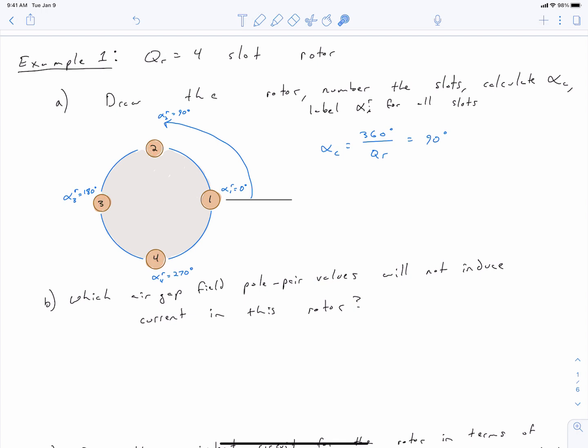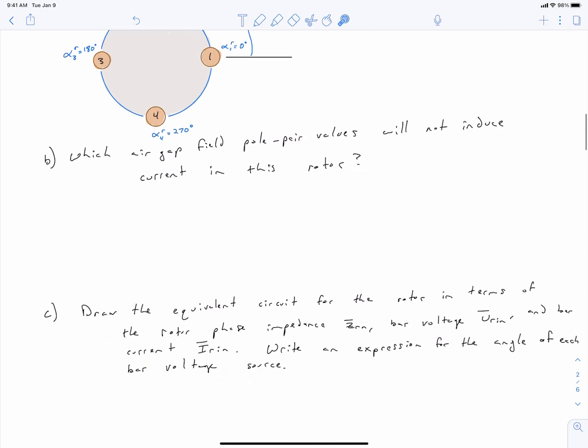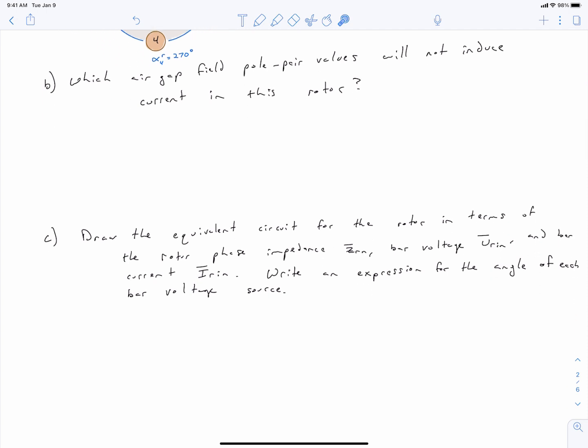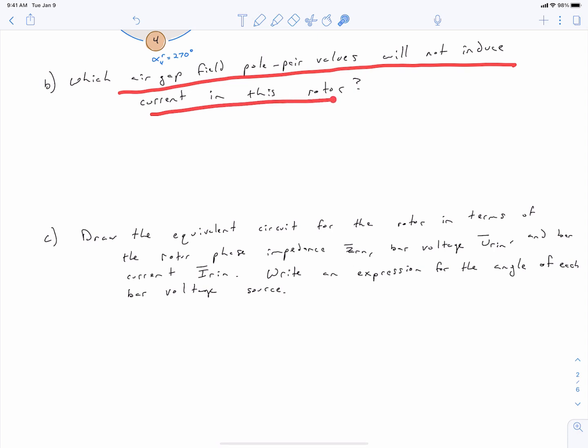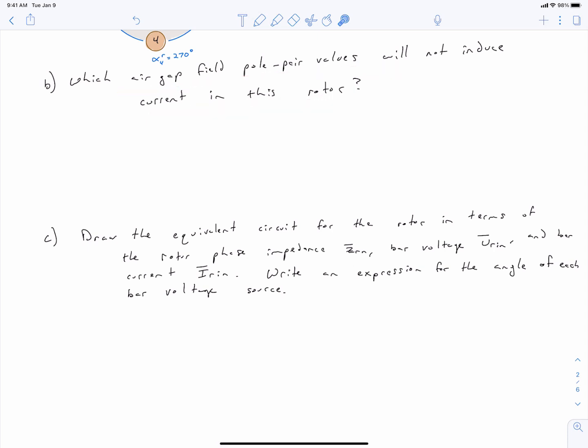All right, our next question is, which air gap field pole pairs will not induce current in this rotor? So determine which pole pairs for our air gap field or our stator field will not cause any current to flow in the rotor. Press pause now, give it a try, and press play when you're ready to see the solution.